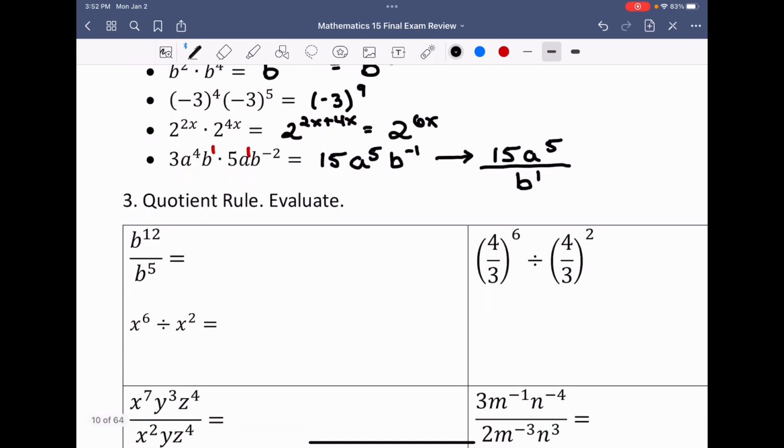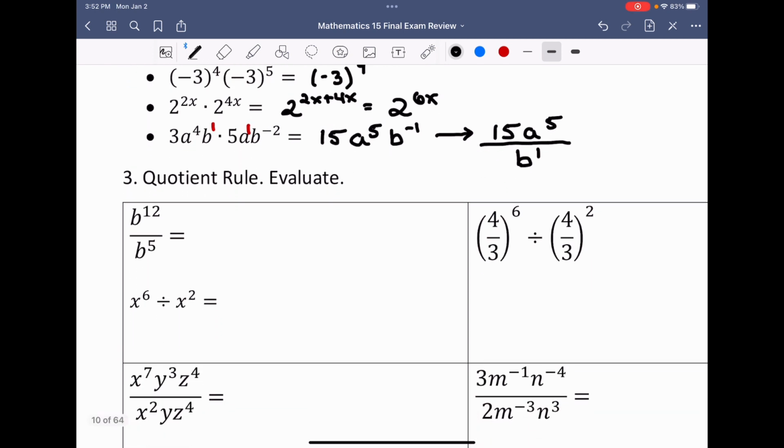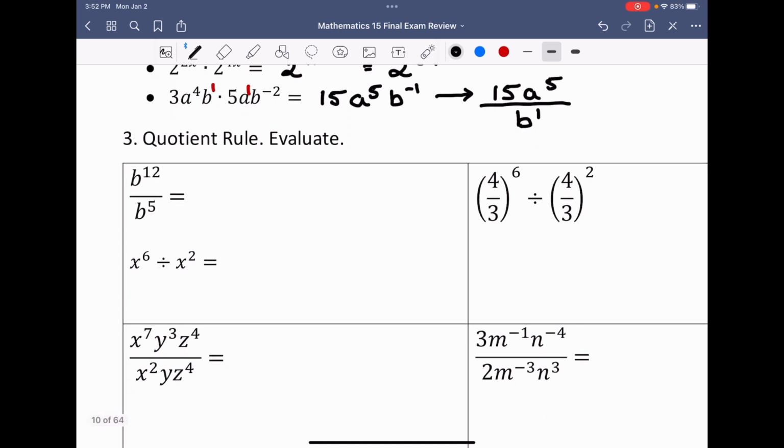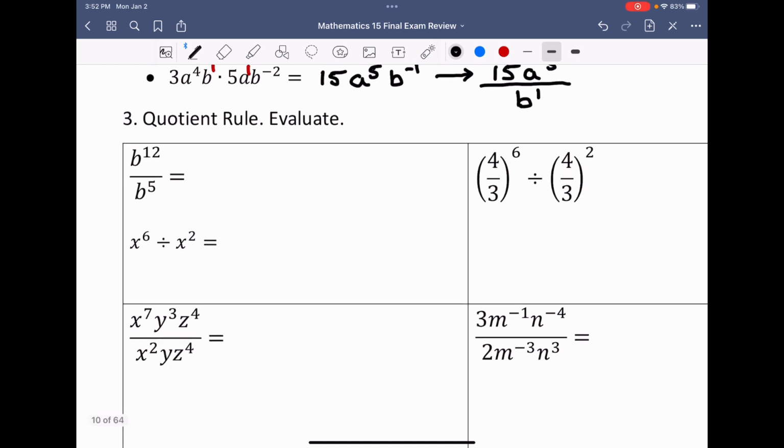Okay, quotient rule. So opposite of the product rule where we add our exponents, in the quotient rule, we subtract our exponents. So b to the 12 divided by b to the 5 is b to the 12 minus 5, which is equal to b to the 7th power.